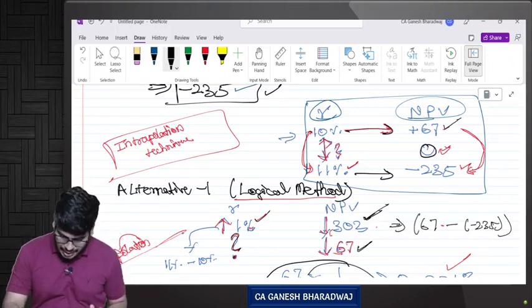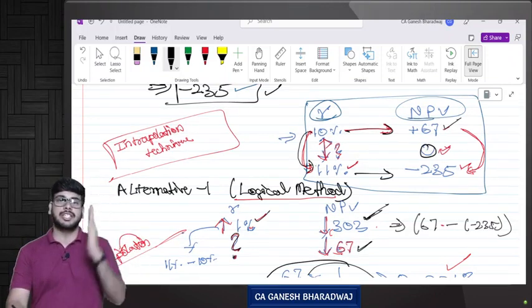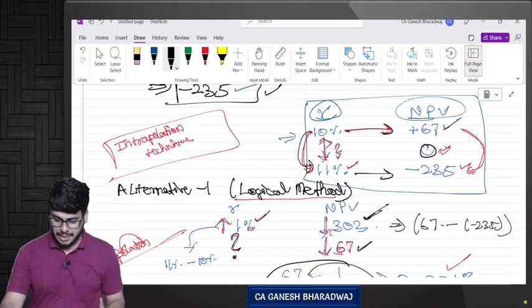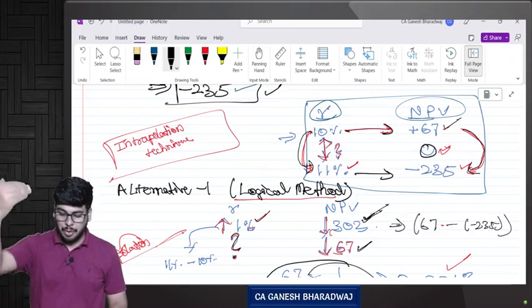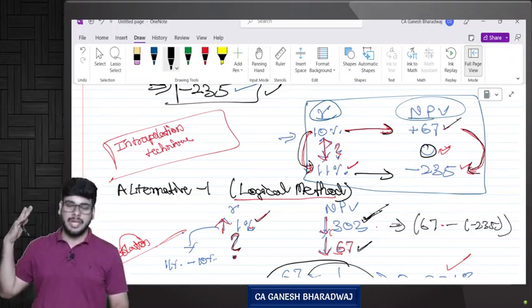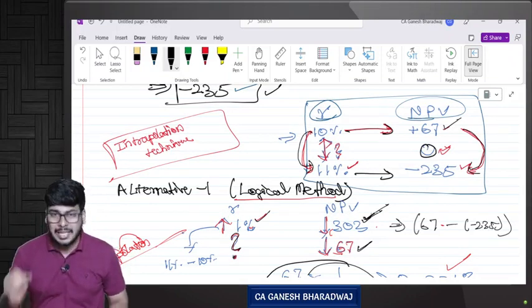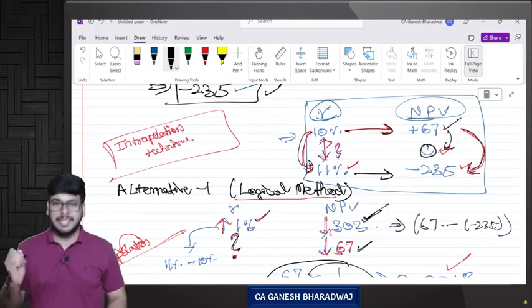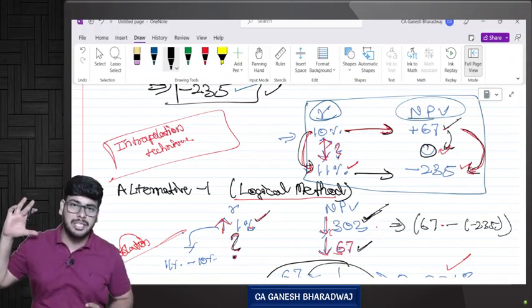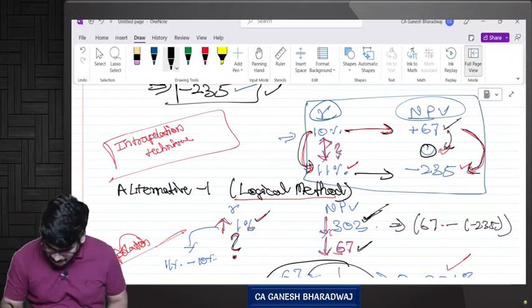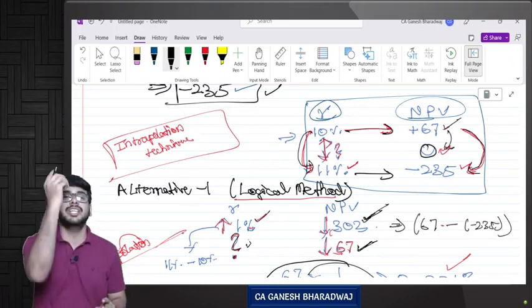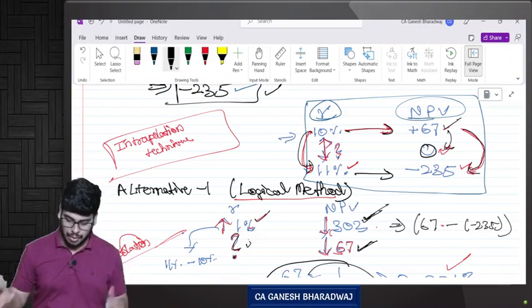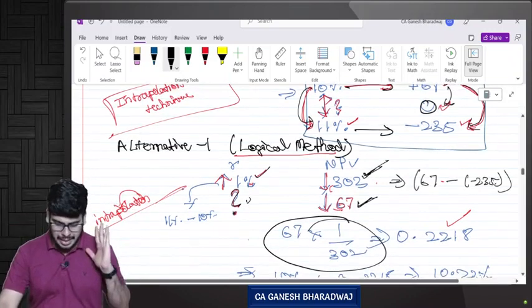So if I increase my rate from 10% to 11%, if I increase it by 1%, the NPV falls by how much? 302 rupees. From positive 67, it has gone down to negative 235 rupees. But I want my NPV to fall only by 67 rupees so that it makes it 0. Correct? So for my NPV to fall only by 67 rupees, what should be the change in the rate? This is what we are now calculating. Very simple mathematics, we can do this.